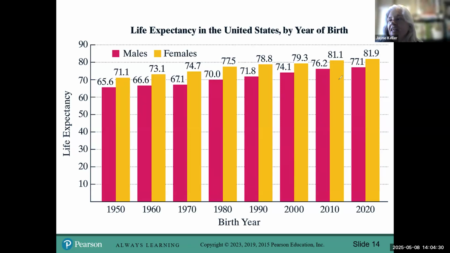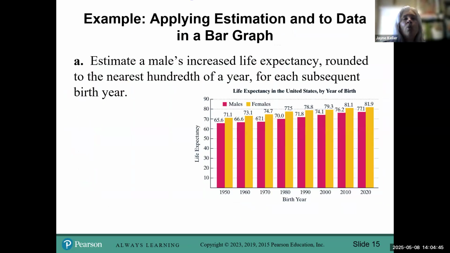Okay, so back to this particular problem. We can see there's been kind of a steady increase. And then we might have a question like, if I can get my equipment to work, there we go. We might want to estimate about how much the male's life expectancy has increased for each subsequent birth year.